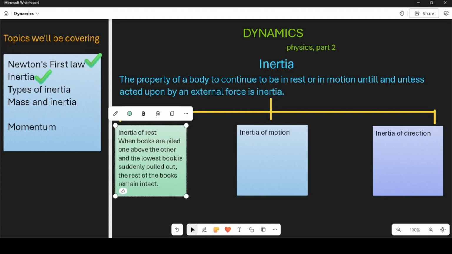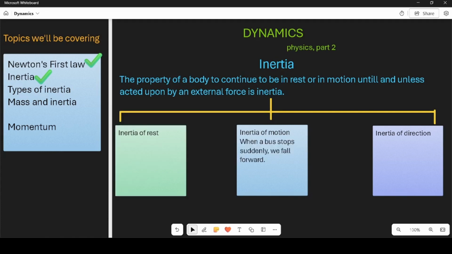Inertia of rest. It is the resistance of a body at rest to change its state of rest. For example, when books are piled up one above the other and the lowest book is suddenly pulled out, the rest of the books remain intact. This is due to the inertia of rest.